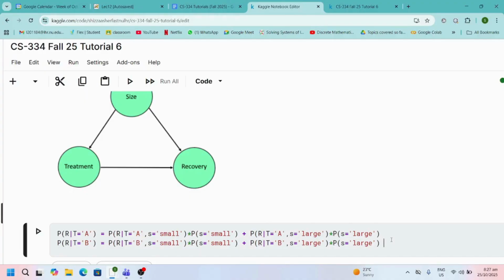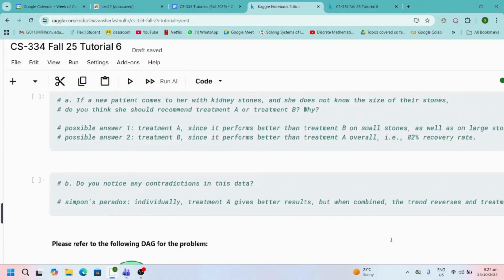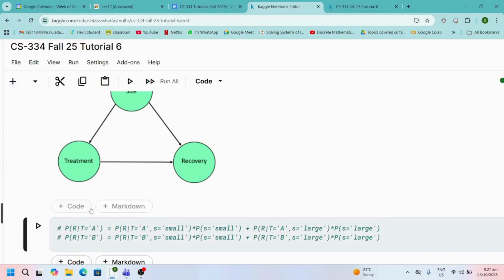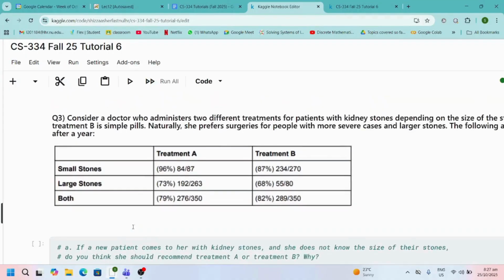Similarly, if I have three confounding variables, then I have to control for all three of them over here. All right, anyway, I am going to leave the solution over here with you guys because now you just have to plug in values. So what I'm gonna do is probability that the treatment is A and the size is small.